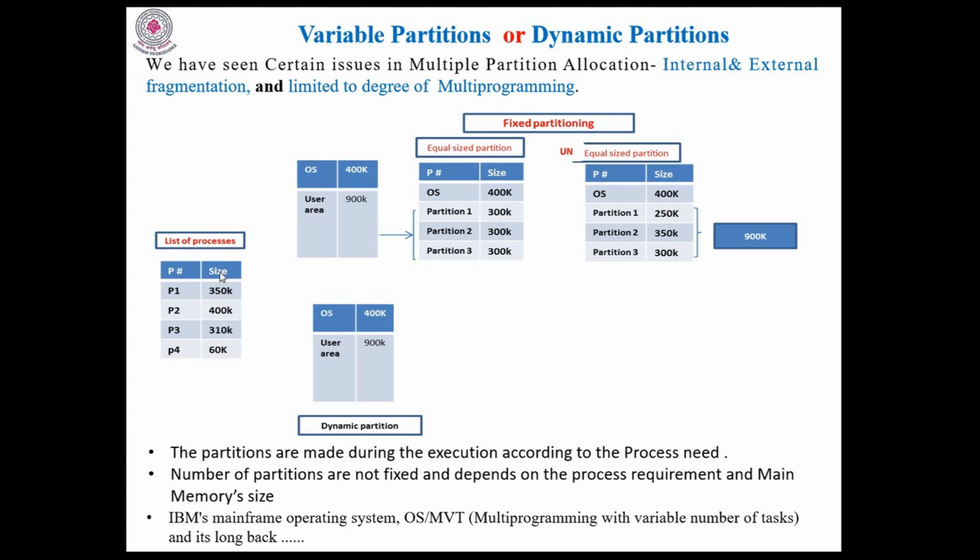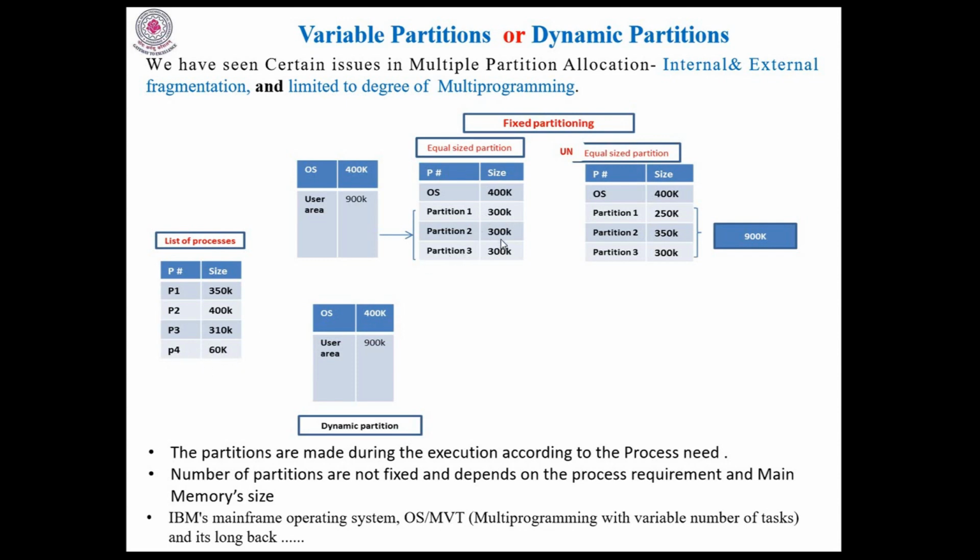What is meant by internal fragmentation? Let us look into the list of processes. The process P1 requirement is 350K, but as per the fixed partition method, all the partition sizes are equal. Each one is 300K. My requirement is 350K. So I am not able to load into this user area or main memory. What is the reason? The memory is available, but memory is not available in a contiguous manner. So I am not able to load into this.